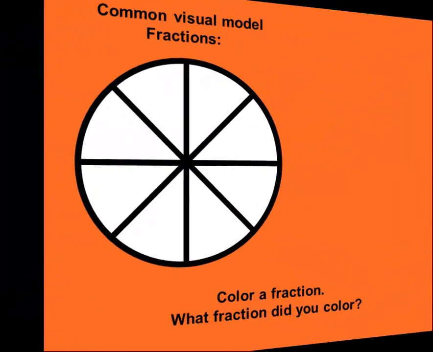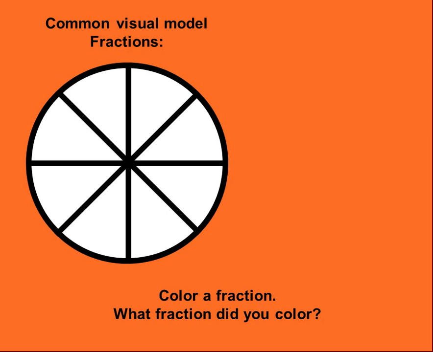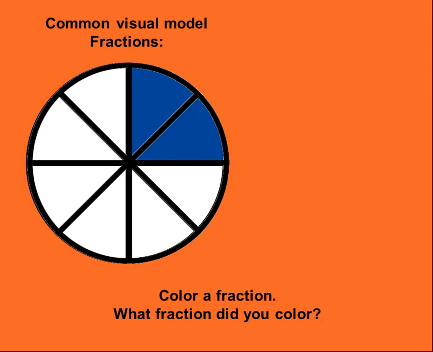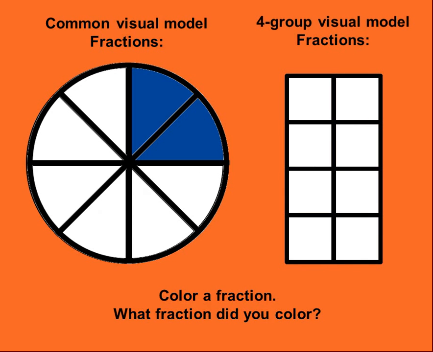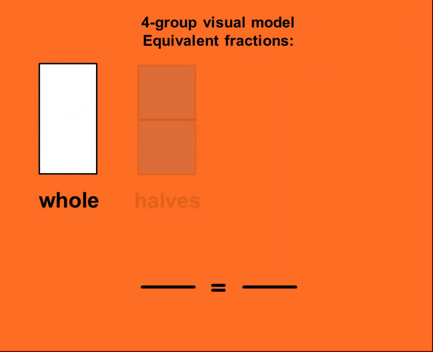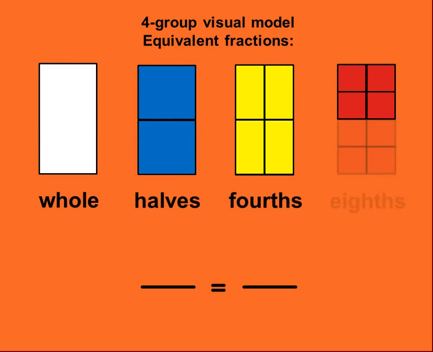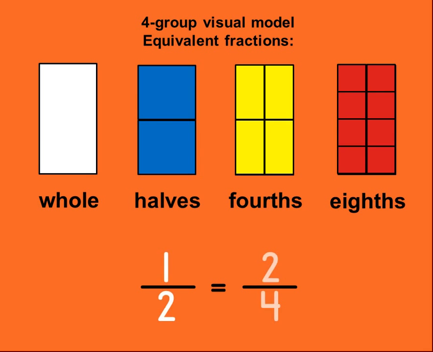Let's look at fractions. Here's a common pie example. Let's say you colored those sections. What fraction did you color? This is a 4-group model. What fraction of this model did you color? Here are some fractions, halves, fourths, and eighths, and we can see equivalent fractions easily. 1/2 is the same as 2/4.